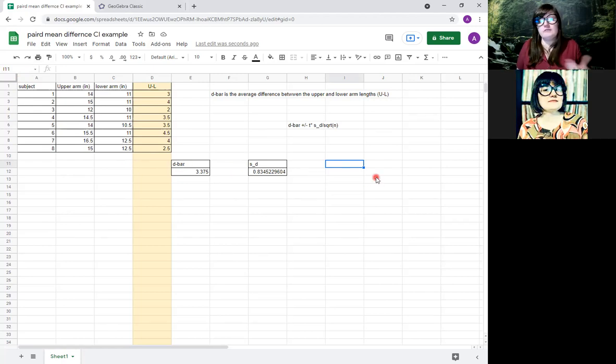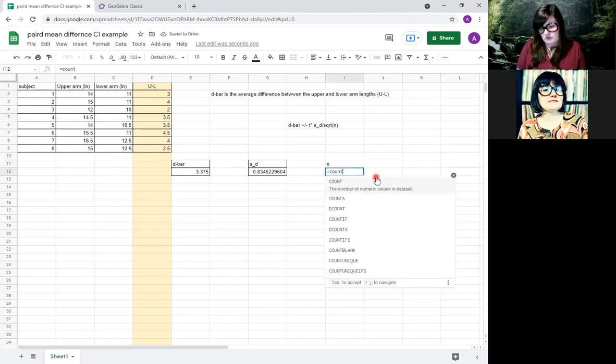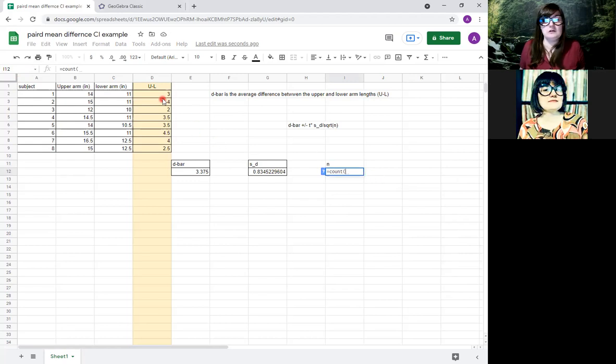If you don't have that, the other thing you can do is highlight the cells and say equals count, and it literally just counts how many cells you've highlighted. Make sure you don't accidentally count the U minus L, the subject line. Otherwise, you will be very sad. Okay, so this is everything I need.